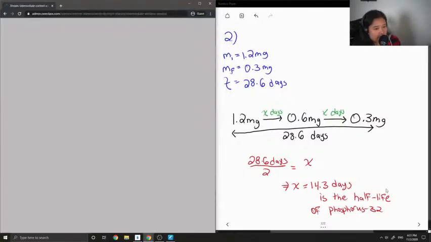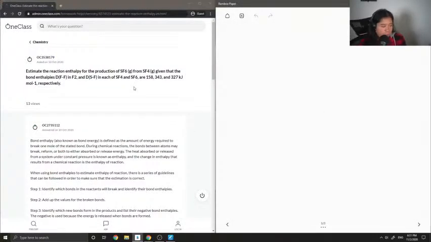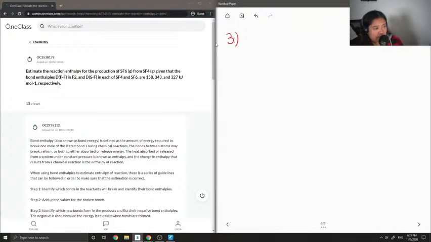Okay, moving on to question number 3. Estimate the reaction enthalpy for the production of SF6 gas from SF4 gas, given that the bond enthalpies in F2 and in each of SF4 and SF6 are 158, 343, and 327 kilojoules per mole, respectively.